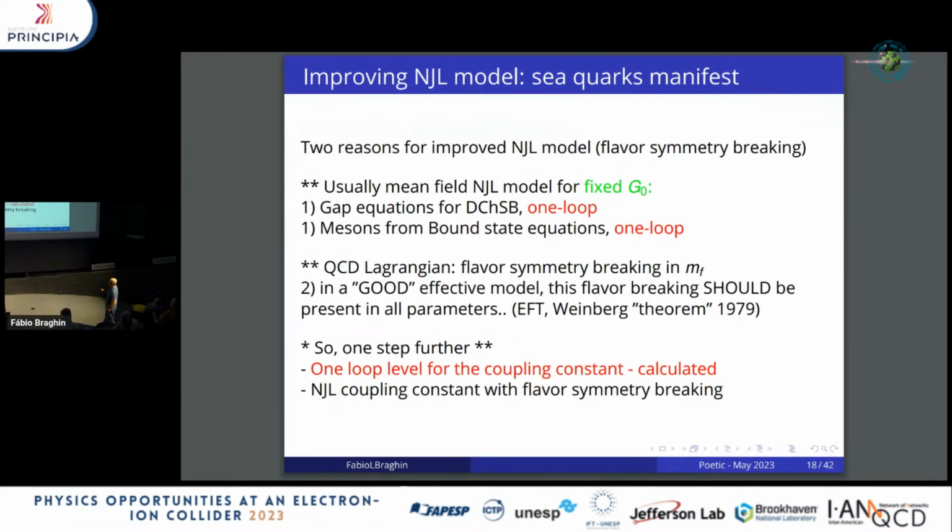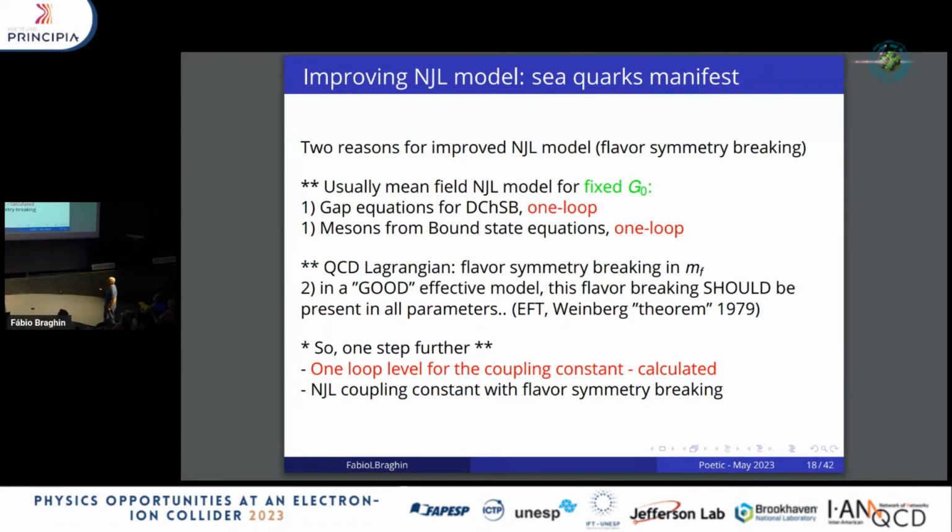So I had two reasons to improve the Nambu-Jona-Lasinio model. First of all, if you take the standard version, we have a fixed coupling constant, one-loop equations to describe quark masses by means of the gap equation, and one-loop equations to describe meson masses from a bound state equation, a Bethe-Salpeter equation at the Born level.